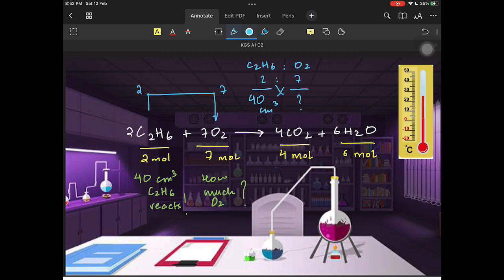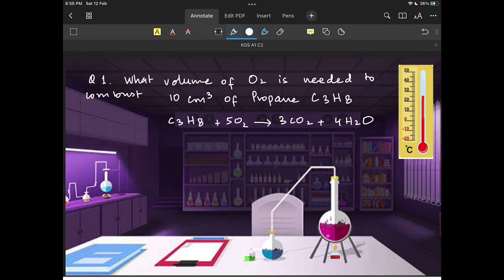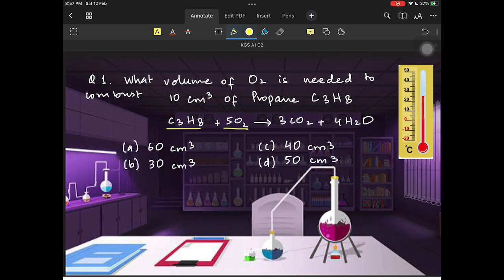We simply do the cross multiplication and we get the answer to be again a very simple value without the molar calculations. So it's going to be, let me do it, 7 times 40 divided by 2, which is going to be 140 centimeter cube. Well, coincidentally, the same answer as last time. So I hope these ratios are clear to us. There's a question that says, what volume of oxygen is needed to combust 10 centimeter cube of propane? 60, 30, 40 or 50?